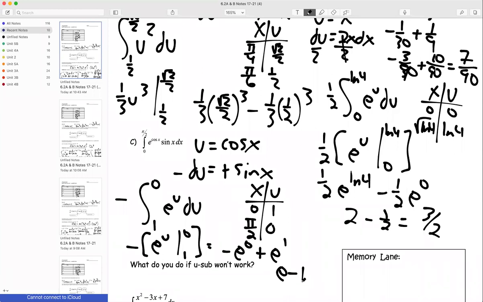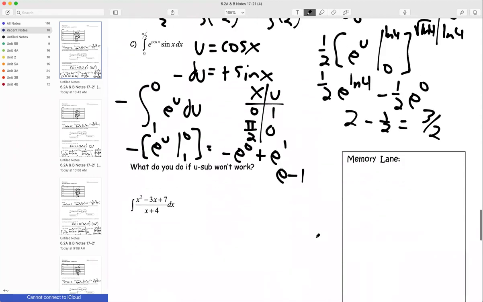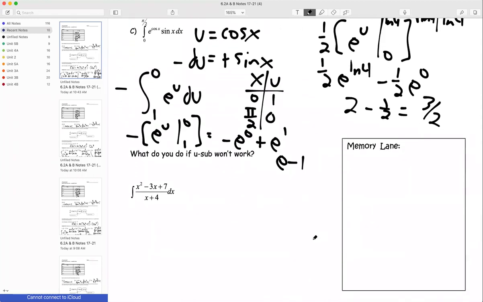We're done. Oh, but we've already skipped so many that involve trig. I can't just skip the last one that says, what do you do if u sub won't work? I've got to build up a skip bank, right? There's going to be some that I'm not going to know how to do. And if my skip bank is empty, then I could just take one for the team and skip this one, right?